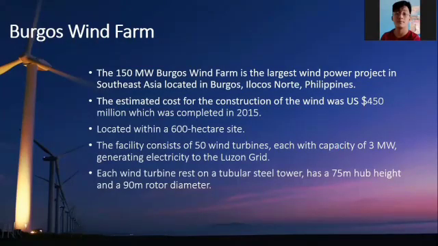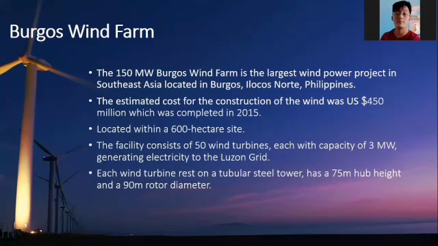Next, Burgos Wind Farm. The 150 megawatt Burgos Wind Farm is the largest wind power project in Southeast Asia, located in Burgos, Ilocos Norte, Philippines. The estimated cost for the construction of the wind farm was 450 million, which was completed in 2015. Located within a 600-hectare site, the facility consists of 50 wind turbines, each with a capacity of 3 megawatts, generating electricity to the Luzon grid.